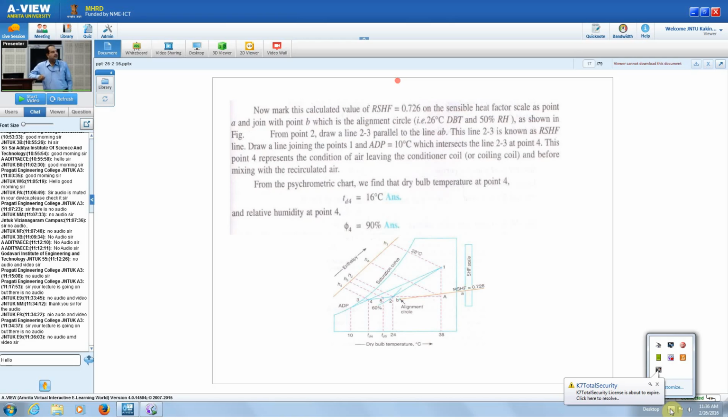Then you locate the point B and then draw a line.